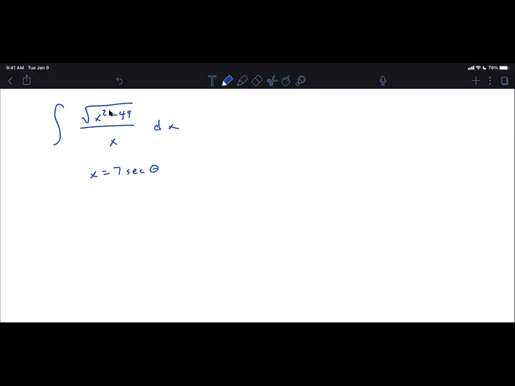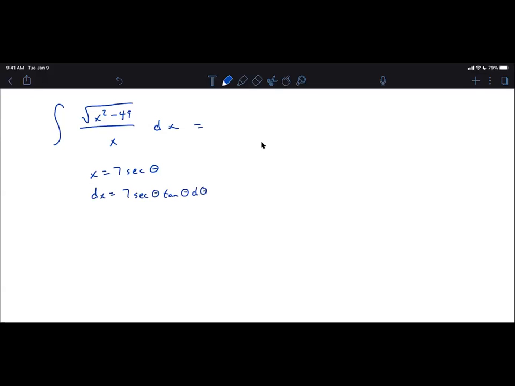It's 7, so the coefficients match. It's secant because it's secant squared minus 1 that we're going to end up with. And so then dx is the derivative of that, which is 7 secant theta tangent theta, and then it's d theta.